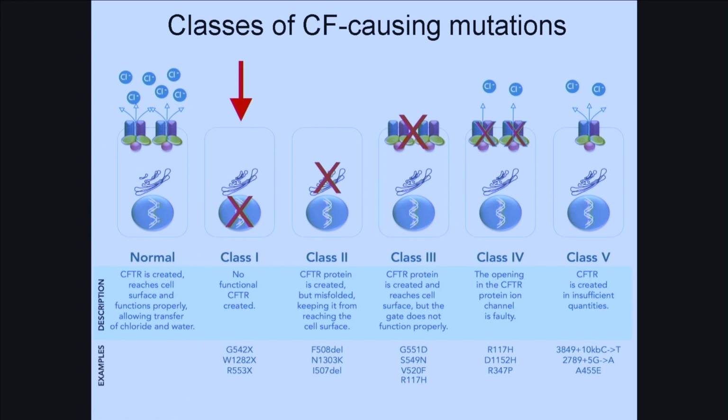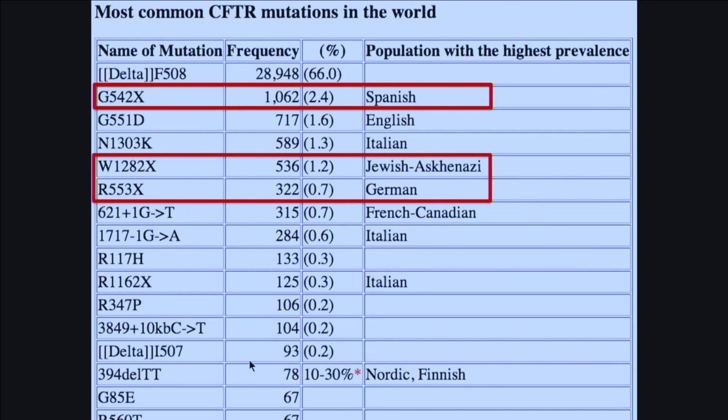And these are the nonsense mutations, also called class 1, in which there is an X, meaning that the protein is truncated and that the full protein is never made. And it turns out, of the 6 most common CFTR mutants that cause CF worldwide, 3 out of the 6 fall into this category of nonsense mutations: G542X, 1282X, and R553X.